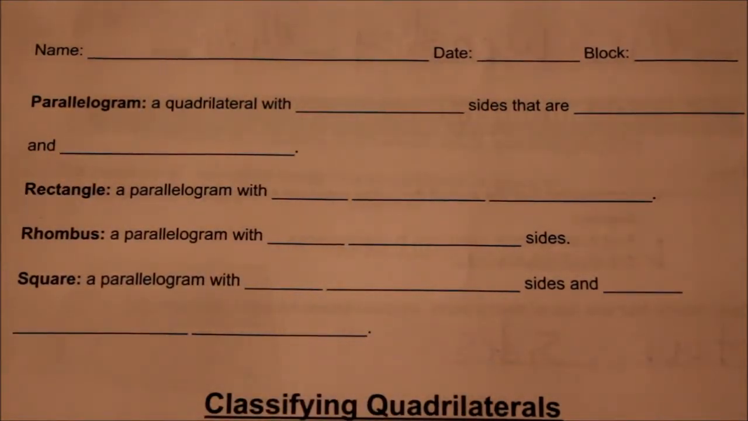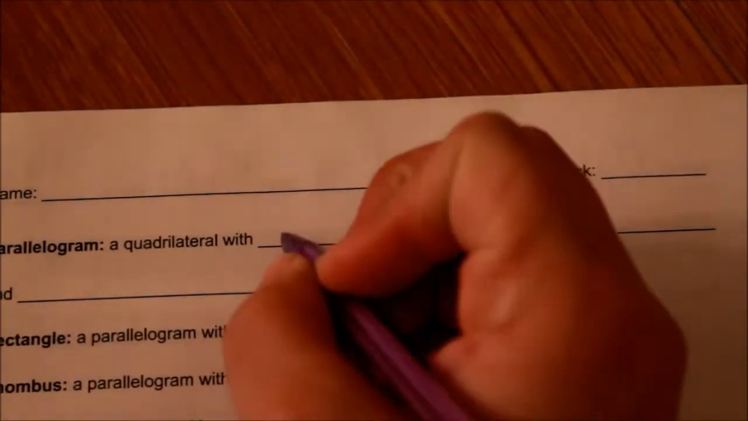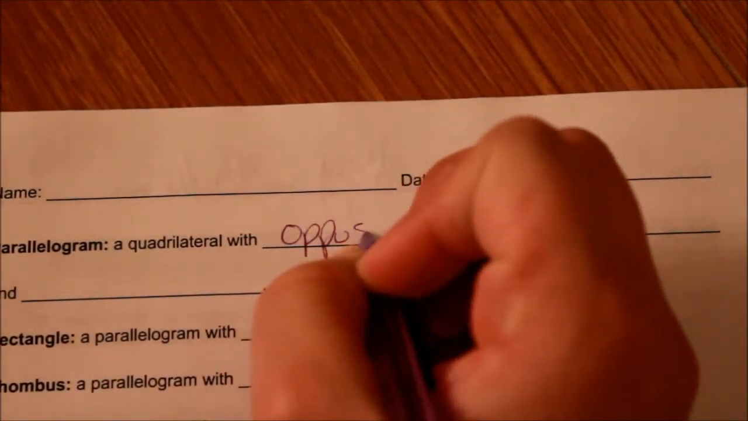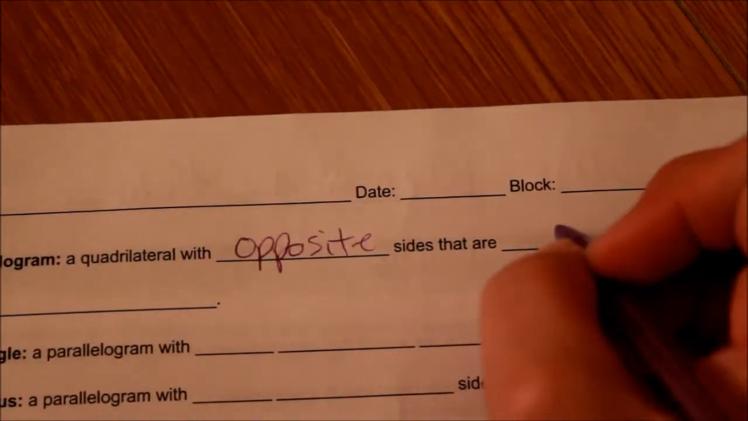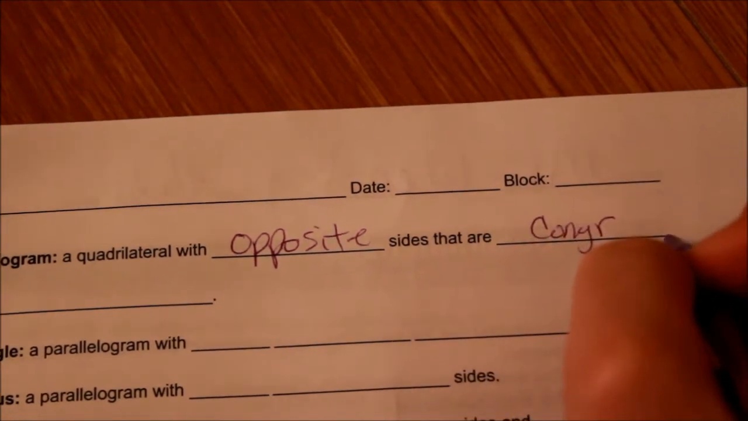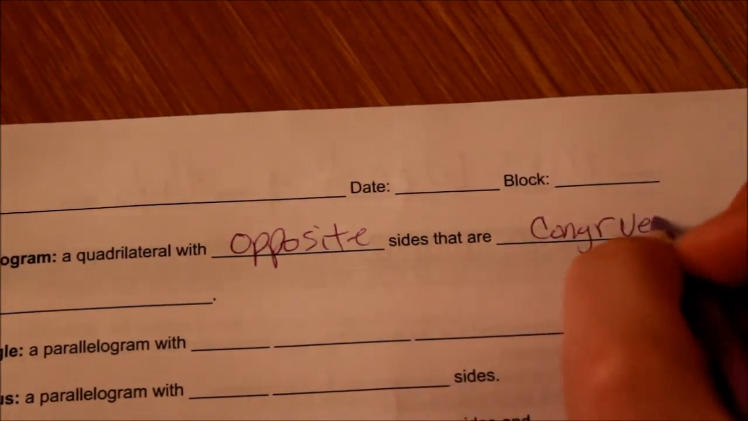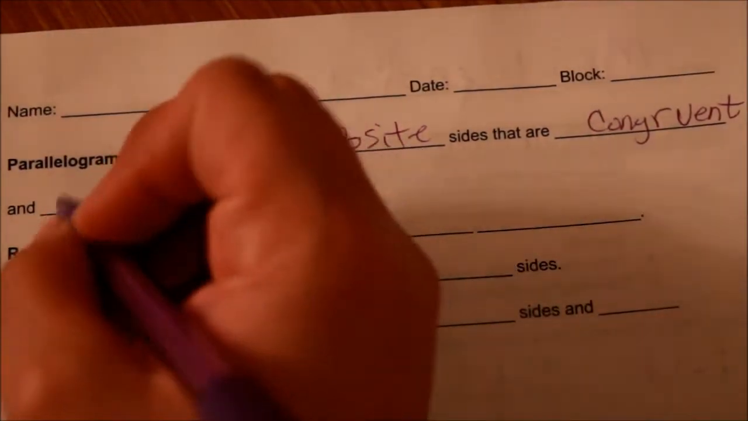Now we're going to look at the definition of a parallelogram, or what classifies a parallelogram as such. A parallelogram is a quadrilateral with opposite sides that are congruent and parallel. Opposite sides that are congruent and parallel.